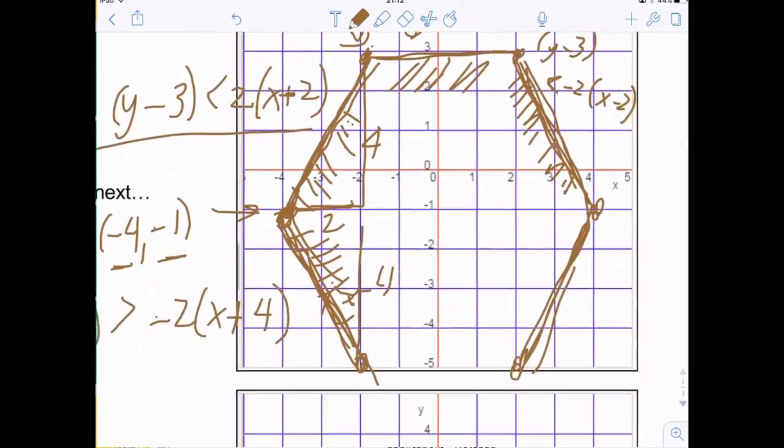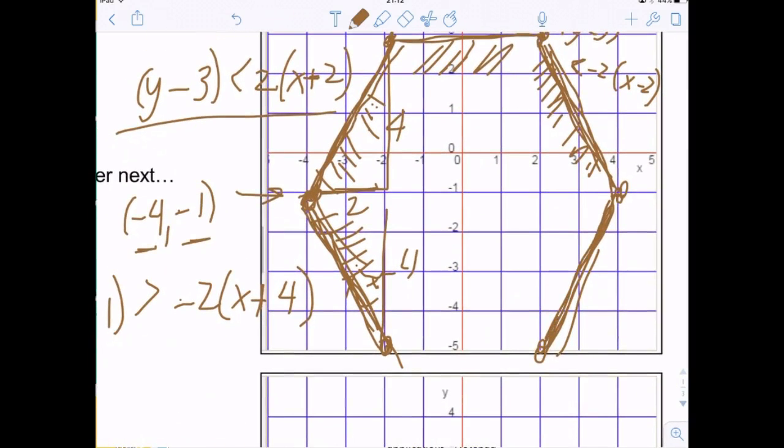Okay. And then finally this last line here. It's going through this point here, which is 4, negative 1. And the slope here for this one is 2, so I'm going to write y minus a negative 1, so y plus 1 is maybe less than or greater than. We need to figure that out. The slope is 2, right? And then the x minus 4, because there's a 4 here, right? Now let's figure out if it's less than or greater than. Well, we're shading inside, so that would be greater than, right?